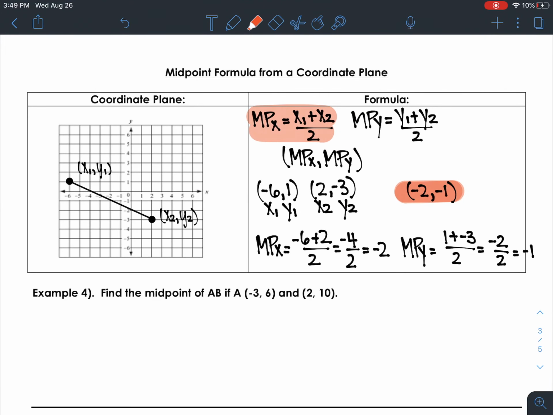Okay. All right, so what I want you to do is pause and try example 4 on your own, and then I will go ahead and rework it through, and then play to make sure you got the final answer. So pause now, try example 4, and then replay it.